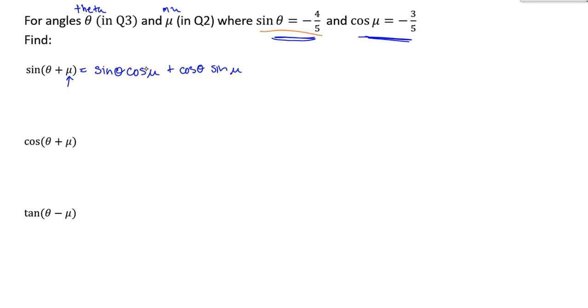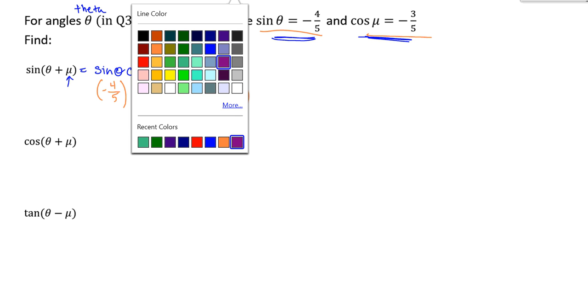Sine of theta was -4/5 times the cosine of mu, which was -3/5, plus, ooh, I don't have anything for the cosine of theta or the sine of mu. So I'm going to have to use a little bit of the trick that we've just learned, or we can go all the way back to right triangles. Let me show you what I mean.